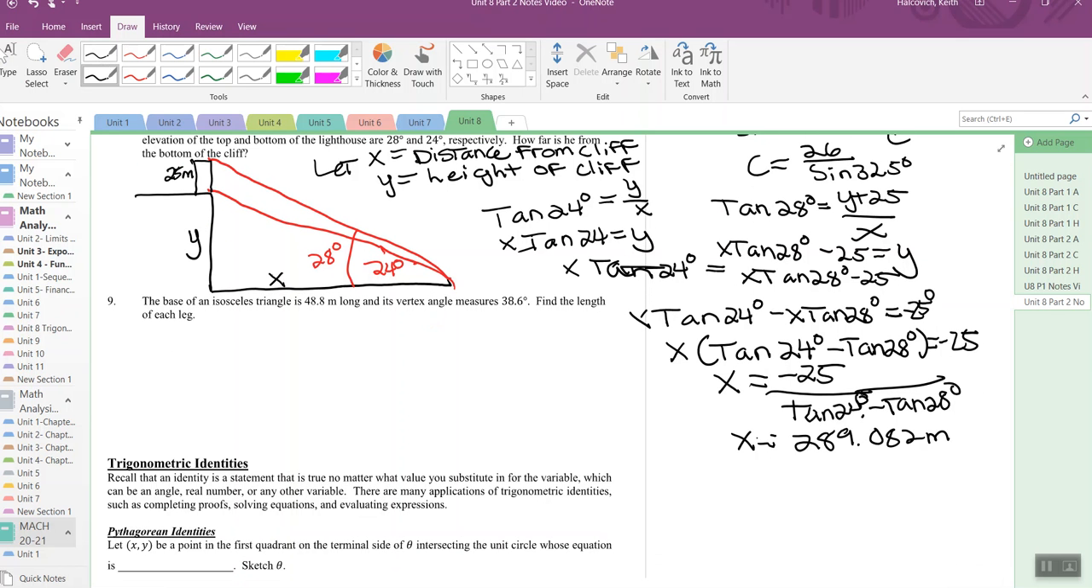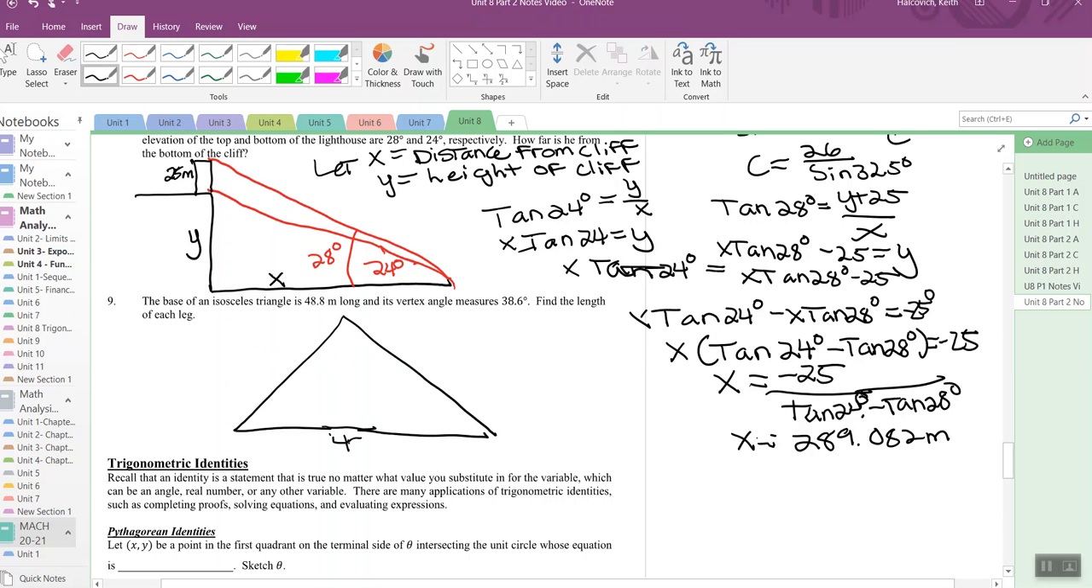So for the base of the isosceles triangle, remember isosceles triangle has two sides congruent. So the base is the non-congruent side, so we'll say it's 48.8, and the vertex angle is 38.6, and this is x and x, so that's the leg of the isosceles triangle. And remember, when you draw an altitude, you divide the isosceles triangle into two congruent triangles. So here's 24.4. This angle is 19.6.